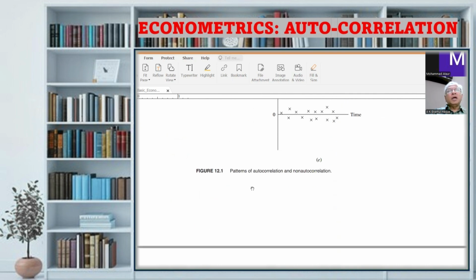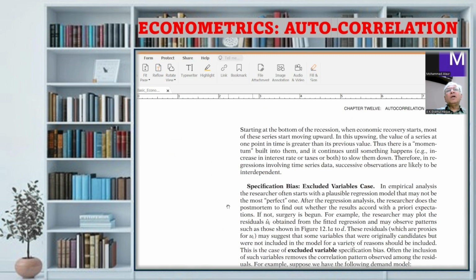Let me go down and ask, what are the other reasons? There is a second reason. It's difficult to observe right now, and it is called specification bias. We have a full chapter on specification bias. Probably tomorrow we'll talk about it. I'm trying to rethink how to show you these chapters.